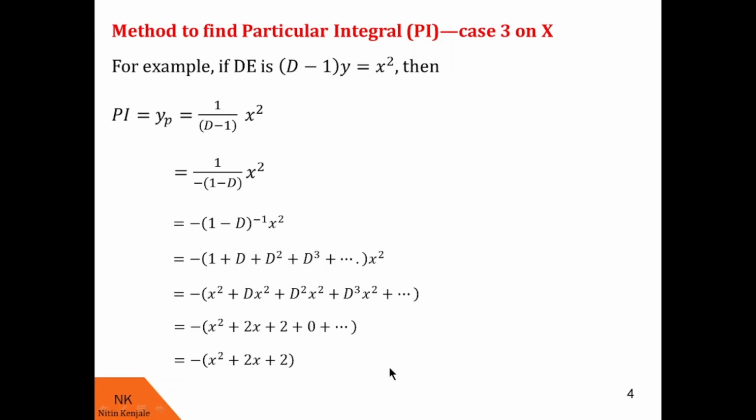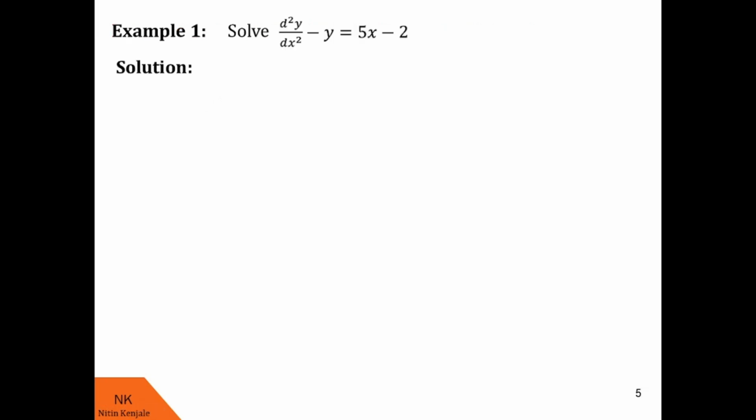I hope you understood this technique. Now let us see some more examples of the same technique. Here the question is to solve the differential equation given by (D square minus 1)y is equal to 5x minus 2. Since the question is to solve this differential equation, we have to find both the complementary function and the particular integral. So let us first find the complementary function.